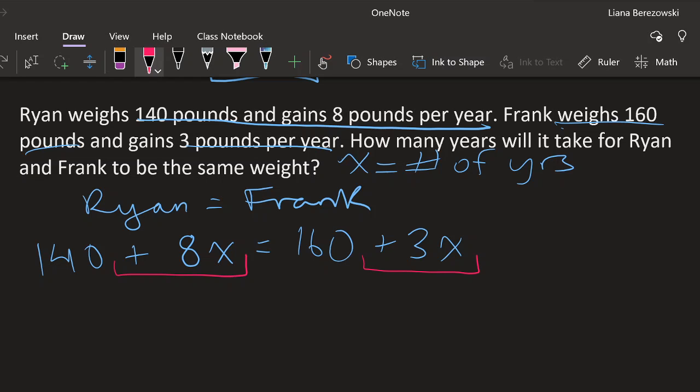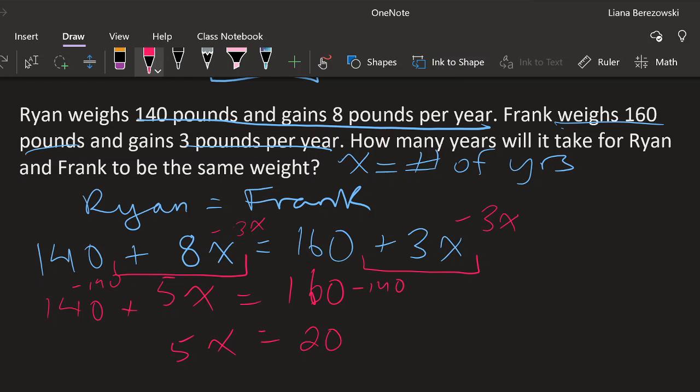When you have two positive terms, you move the smaller one. So instead of adding 3x, we're going to do the opposite operation to get rid of it. So we end up with 140 plus 8x minus 3x is 5x, 160 by itself on the right. And then we're going to move this 140 to the other side. So 140, it's a positive number, so to get rid of it, we subtract it. That leaves us with 5x on the left and 160 minus 140 on the right, which is 20.